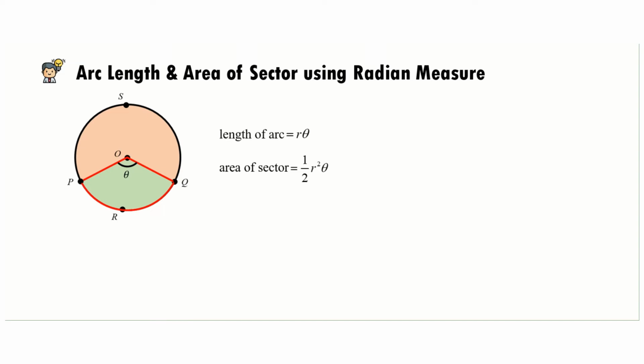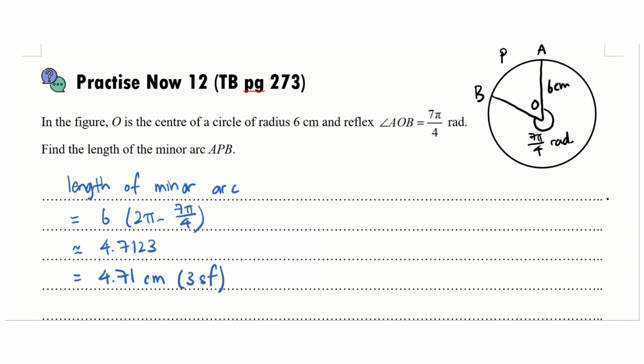In a separate video from the SLS lesson, you would have learned how the arc length and area of sector formulas came about when we are using radian measure. The 2 formulas that we need to know are that the length of arc is r theta and the area of sector is half r squared theta. But in this case, the thetas are angles in radians only. We cannot apply these formulas when we are using angles in degrees. So let us now take a look at Practice Now 12 to practice the formulas that we have just learned regarding arc length and area of sector when we are using radian measure.